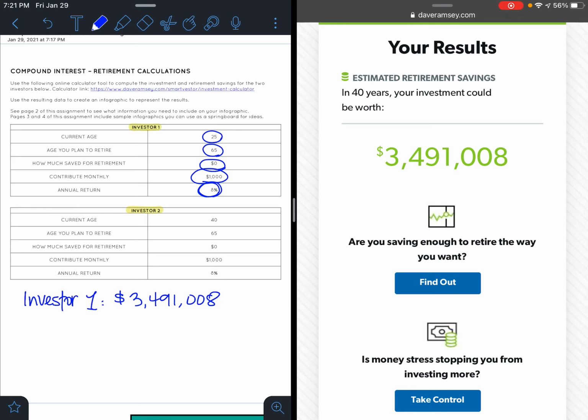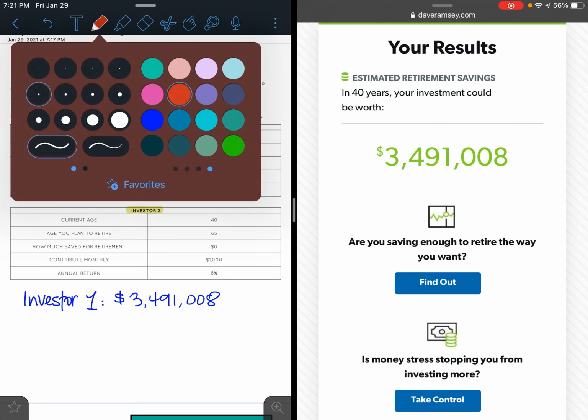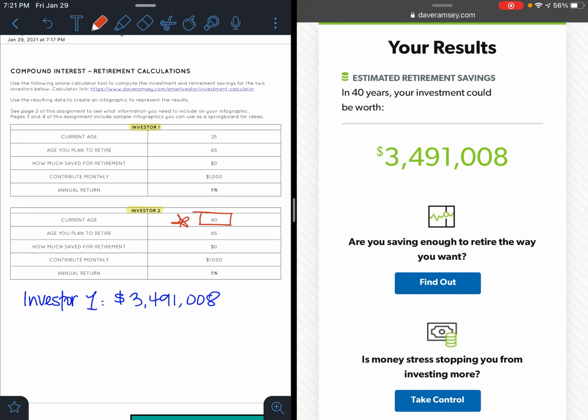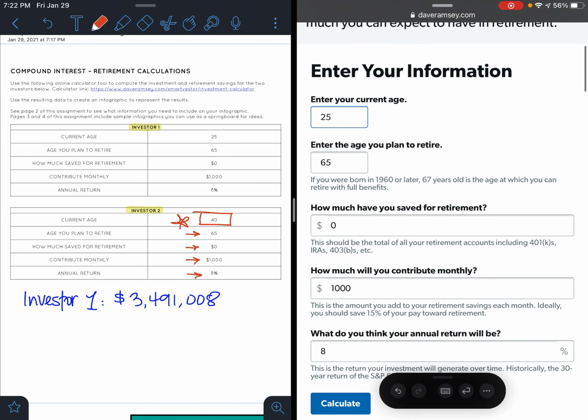I'm going to go ahead and actually enter in all of the information for Investor 2 into the calculator. The only thing that's different from Investor 2 to Investor 1 is when they started investing. They both plan to retire at the same age of 65, both starting the calculation portion at $0, assuming for our Investor 1 that at the age of 25, that was the first time they started investing for their retirement. For our Investor 2, we're going to start at 40. Our 40-year-old Investor 2 is also contributing $1,000 a month with an 8% estimated annual return. So I'm going to scroll back up to the calculator and adjust those numbers.